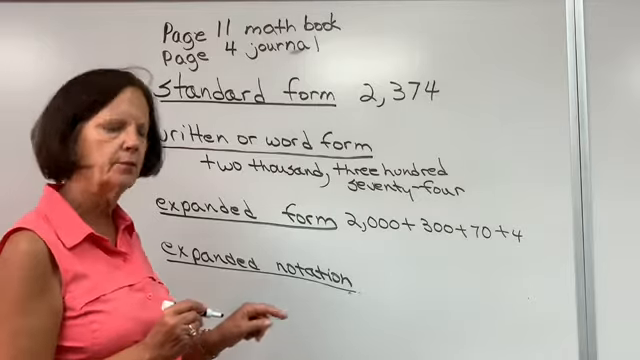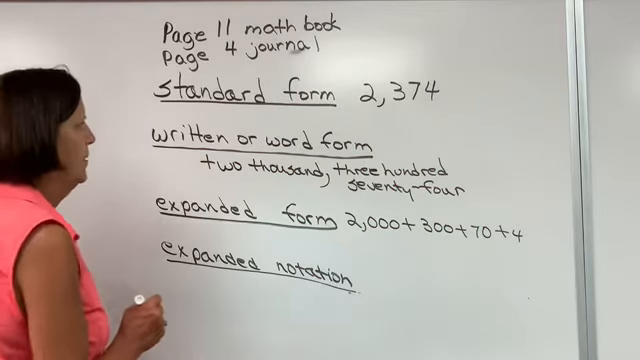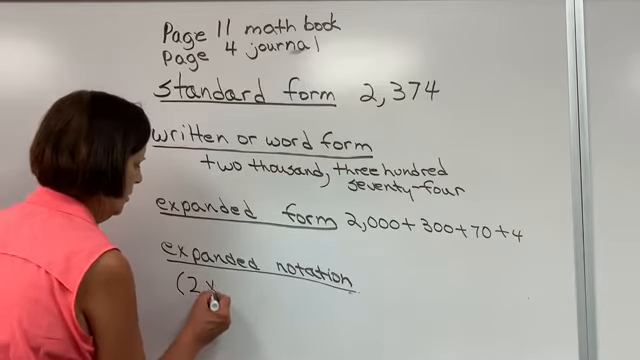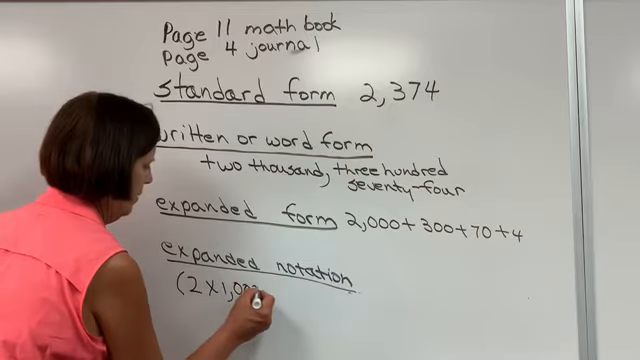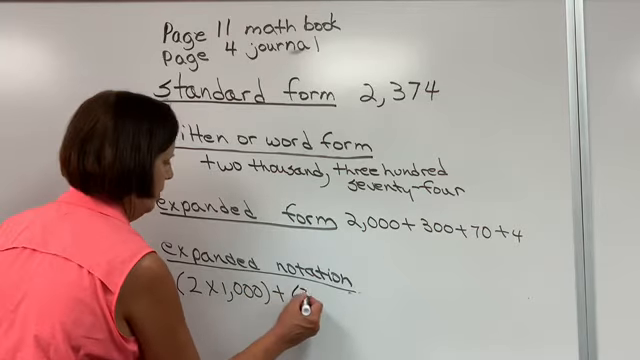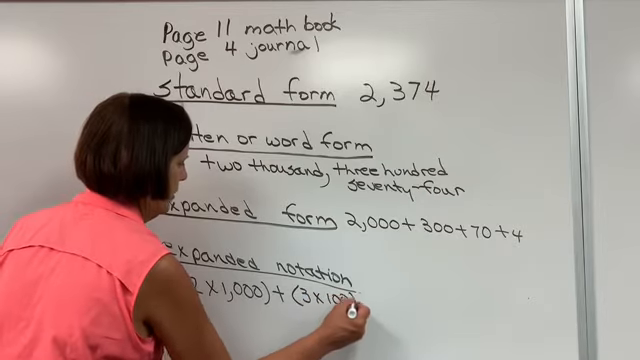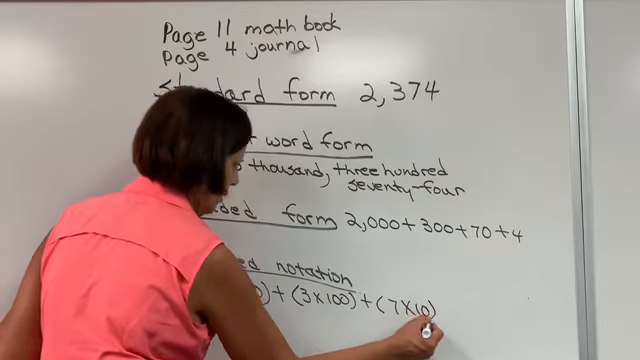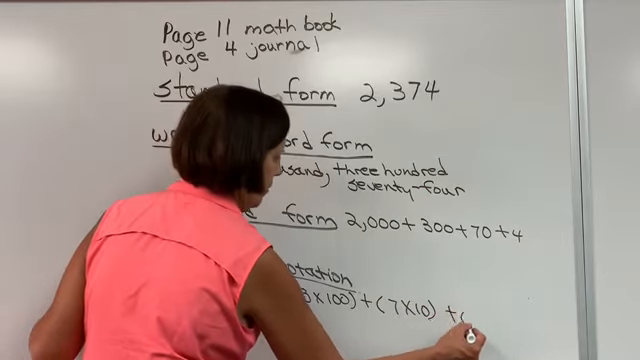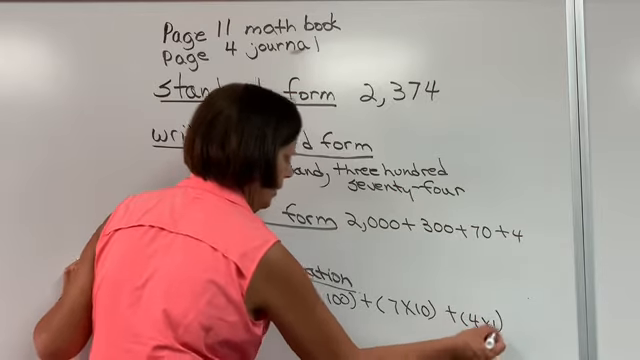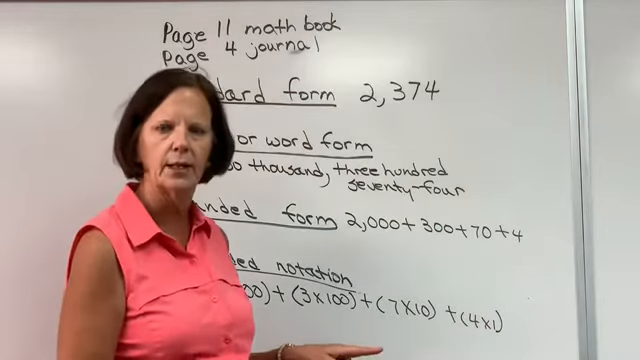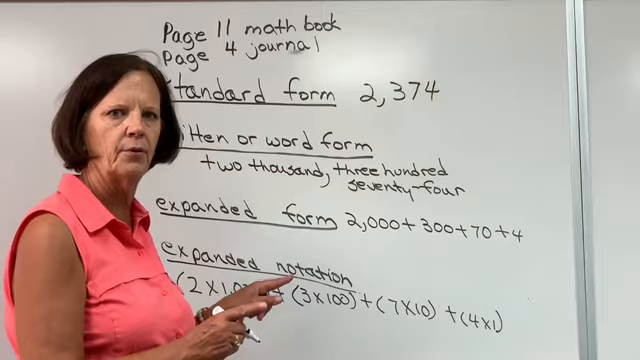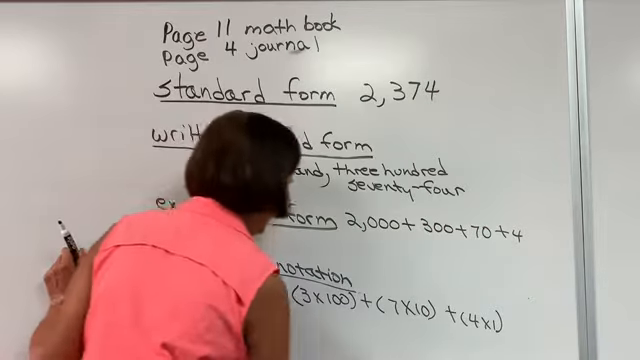And then my expanded notation, that one has a whole lot of parentheses in it, but I still go 1 digit at a time. So I start with parentheses, 2 times 1,000, that would give me my 2,000, plus parentheses, 3 times 100, plus parentheses, 7 times 10, close my parentheses, plus parentheses, 4 times 1. So I've still taken it 1 digit at a time. Now this would be the perfect time for you to pause, and I'm going to start with another number, and you're going to practice writing them in all forms.